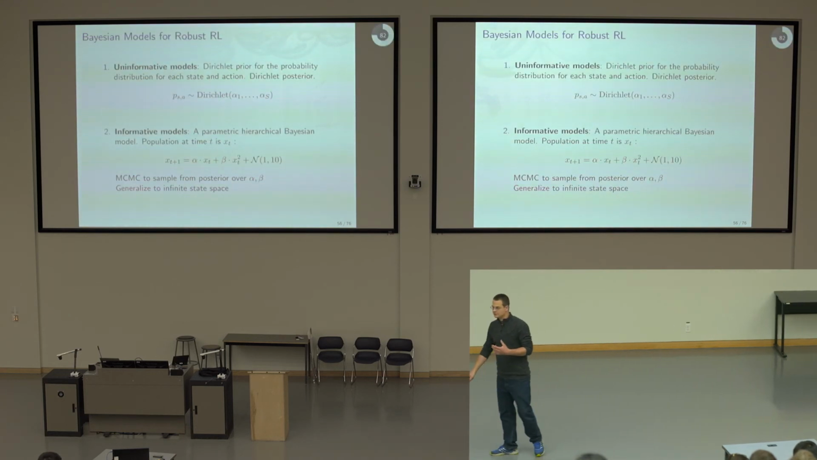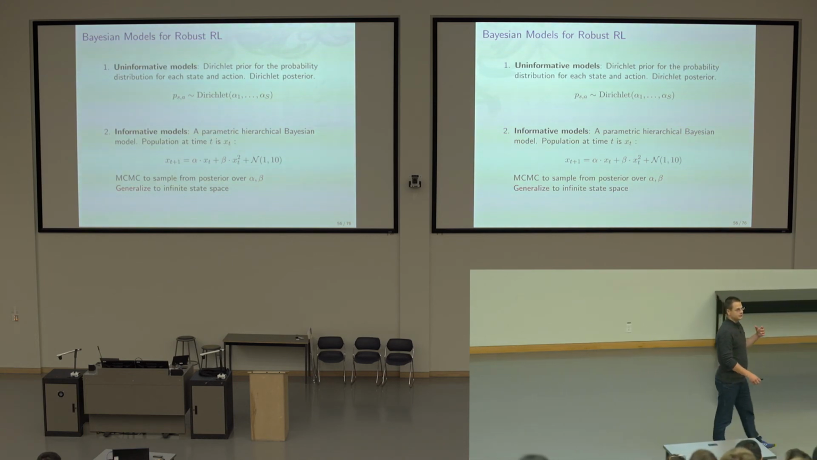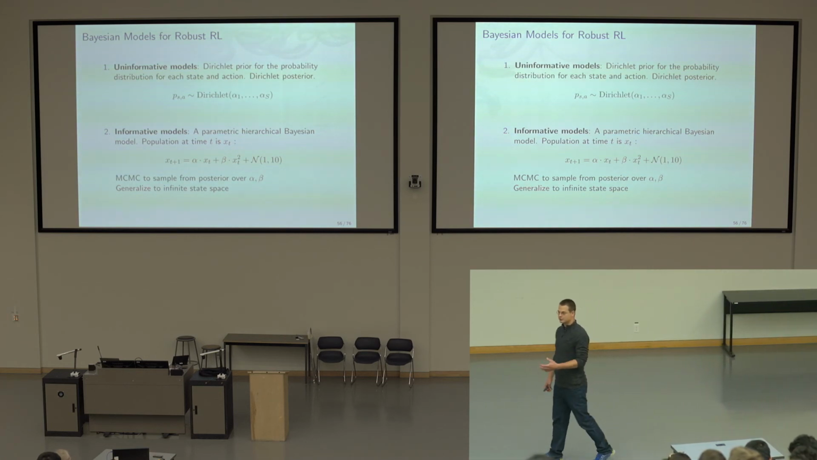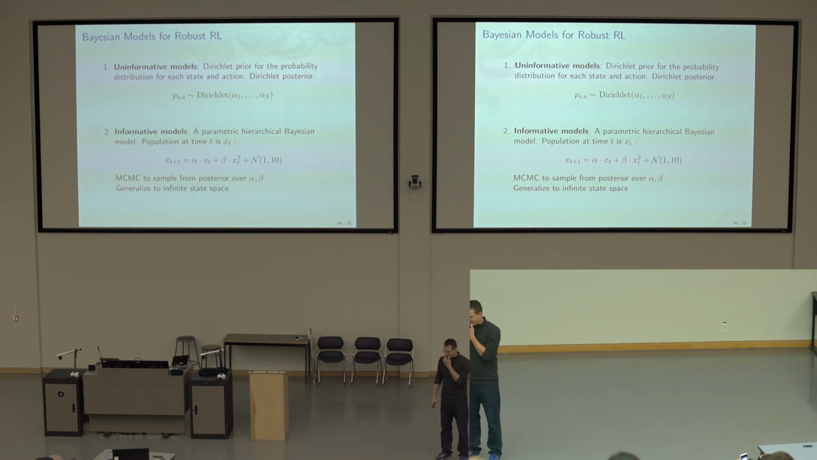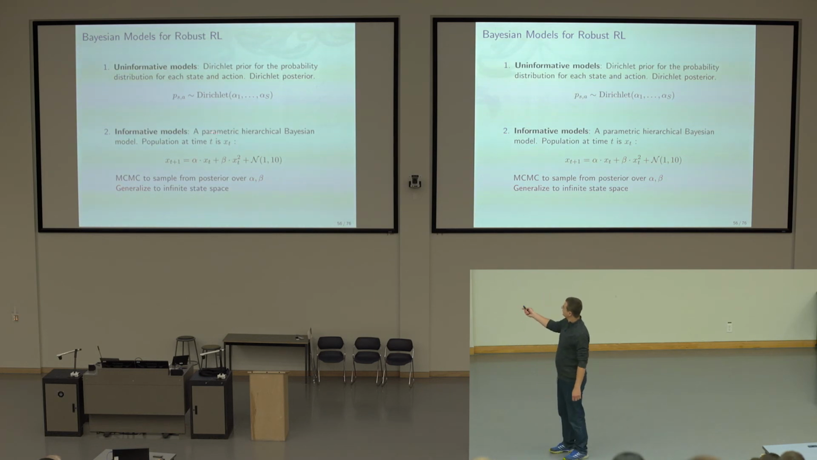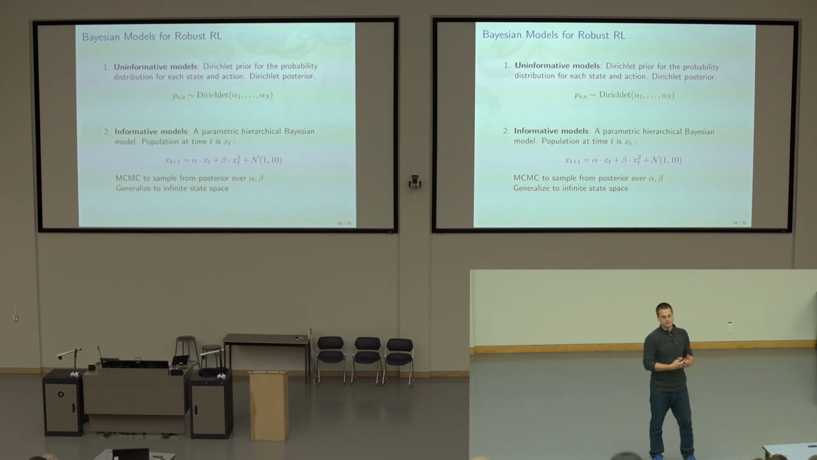How do we use these Bayesian models? There is a simple approach where we start with a Dirichlet prior for every state. We see some samples. We get a Dirichlet posterior. We sample from that, and we get some result. That's quite limited because it can't generalize. What I'm a fan of is parametric hierarchical Bayesian models, where we inject our model with some priors, some structured priors.